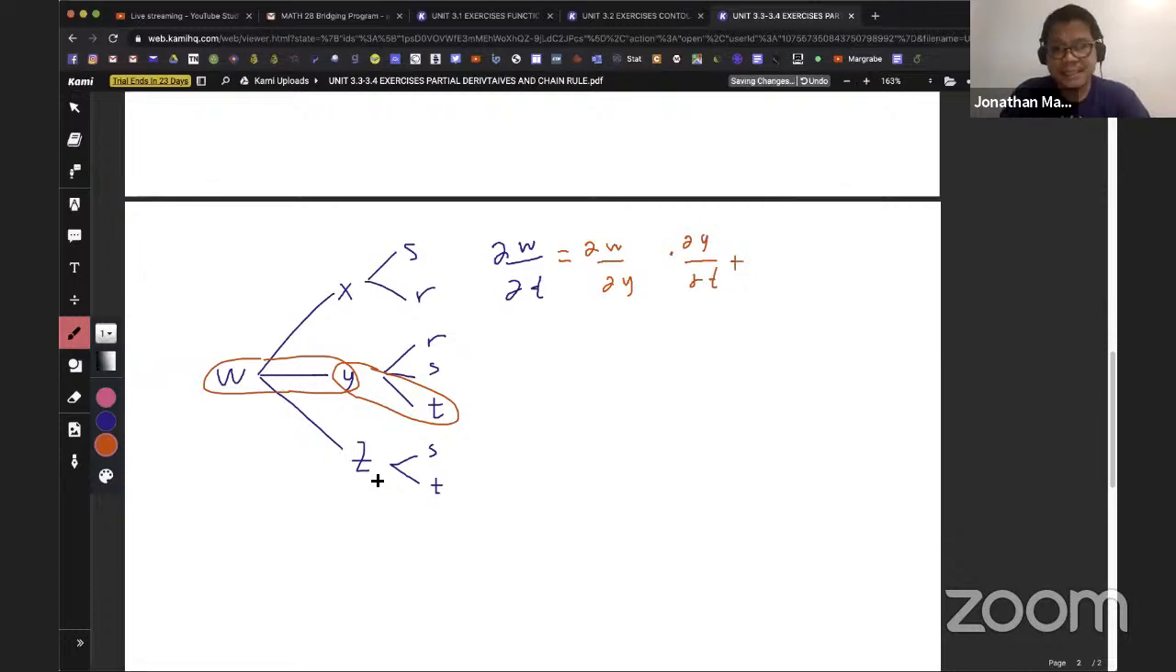kung titingnan mo si Z, meron siya. Meron din siyang T. Okay? So, kasama din siya dun sa formula. So that will be partial of W with respect to Z times partial of Z with respect to T.